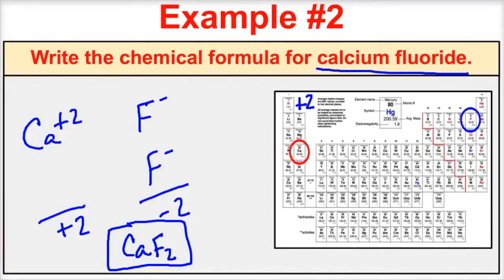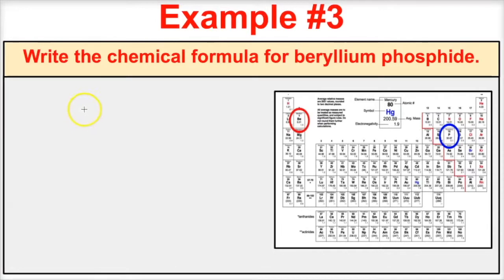Let's take a look at another one. Okay, so let's write the correct chemical formula for beryllium phosphide. We know beryllium is in group 2 on our periodic table, and it forms +2 ions. If we take a look, we see that phosphide is in group 15 on the periodic table, and these guys typically form -3 ions, right?